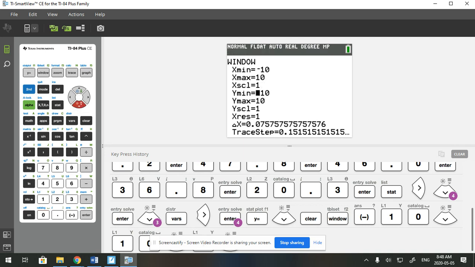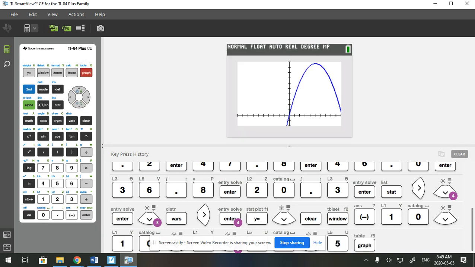My y, I can see it gets up to 47.8, so my y should go at least up to 50 in order to see all the data, and I'll change my scale to a 5. It doesn't really matter for scale. When I graph it there, you can see your quadratic regression. Okay, so now we can do part B where we have different questions.